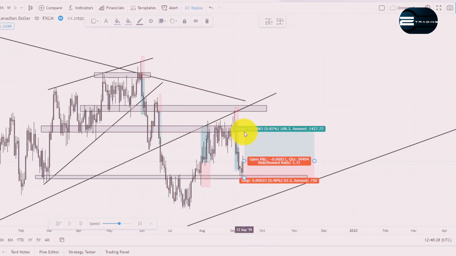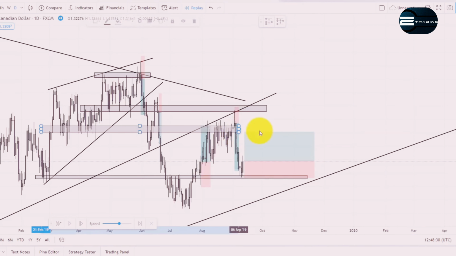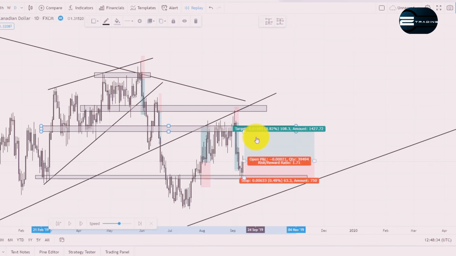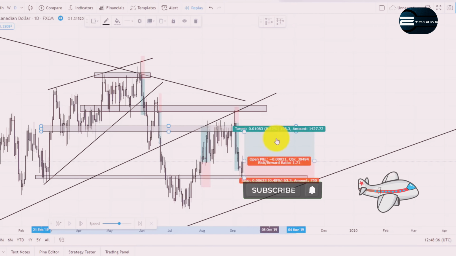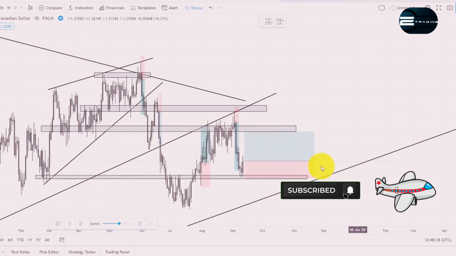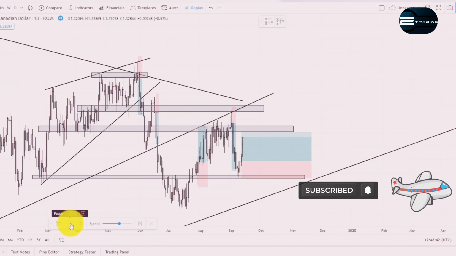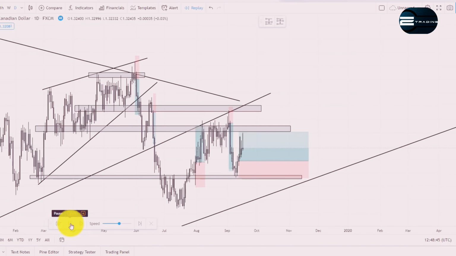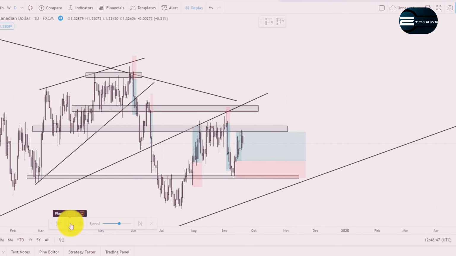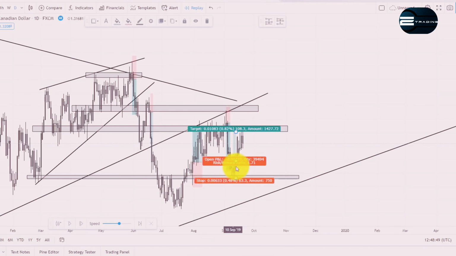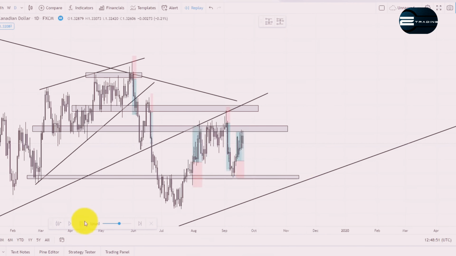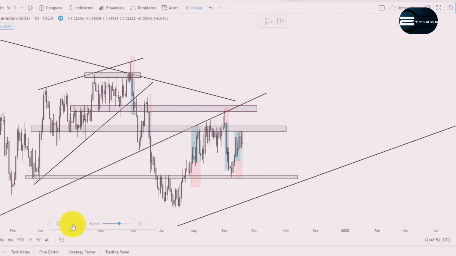You see the candle comes down and respects our support and resistance zone area. After the rejection, we enter a buy trade. We won this trade too.